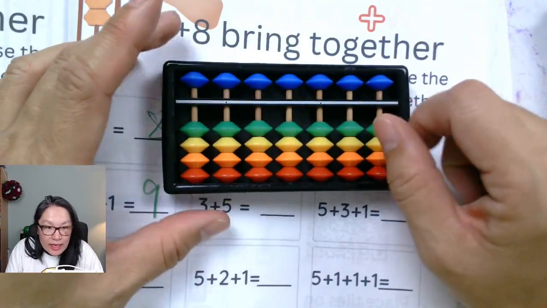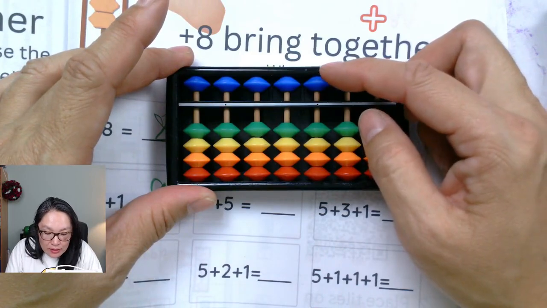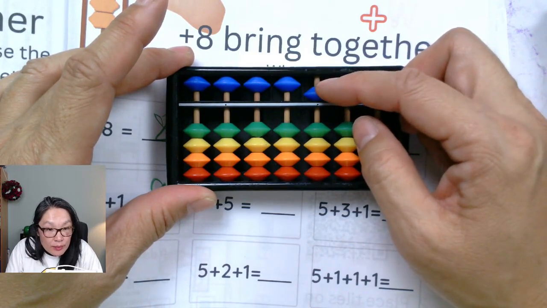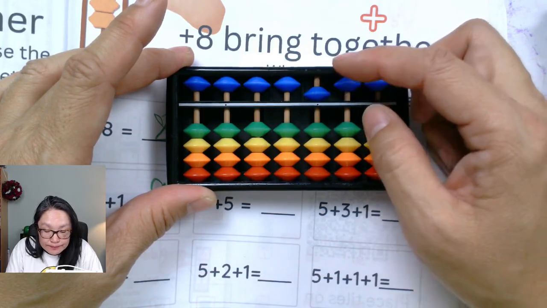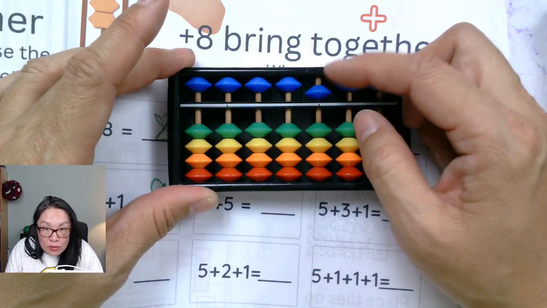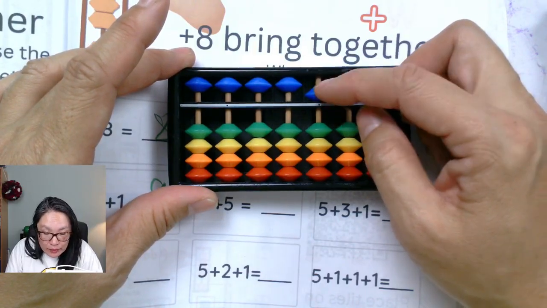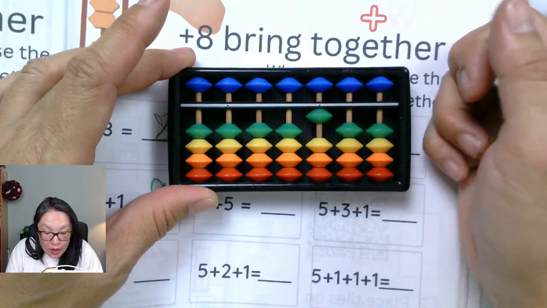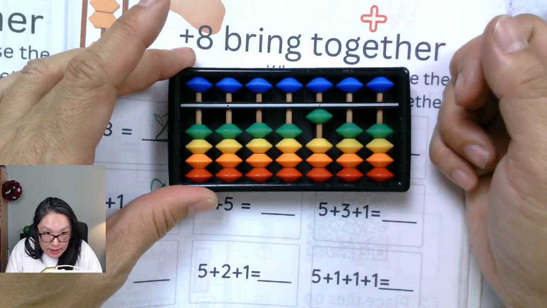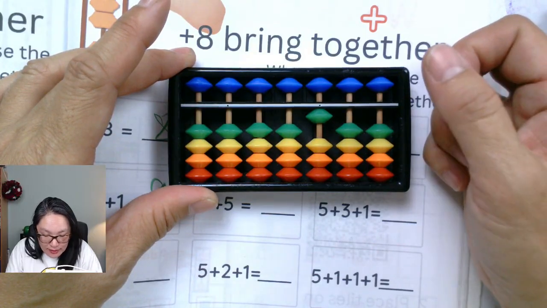Okay. So again, the blue bead is always going to be the top bead. What we're doing is reading the abacus. When we read the abacus, the top bead will always be 5. The bottom beads will always be 1.